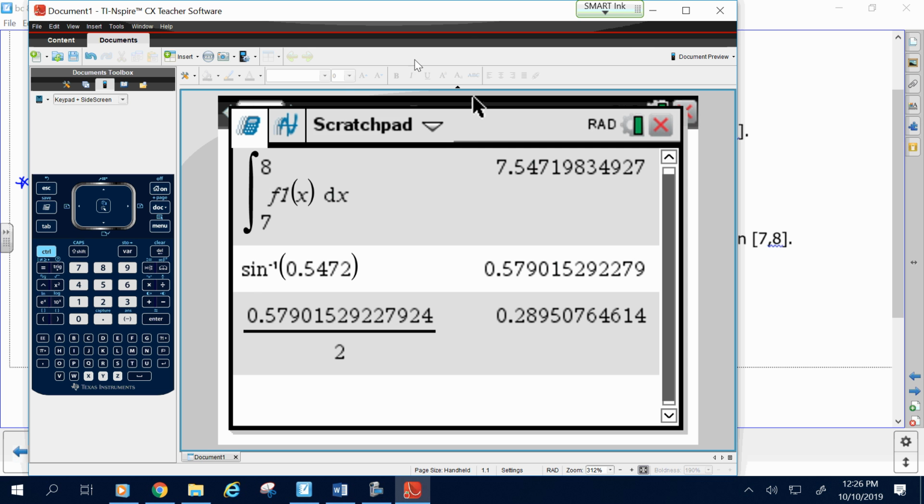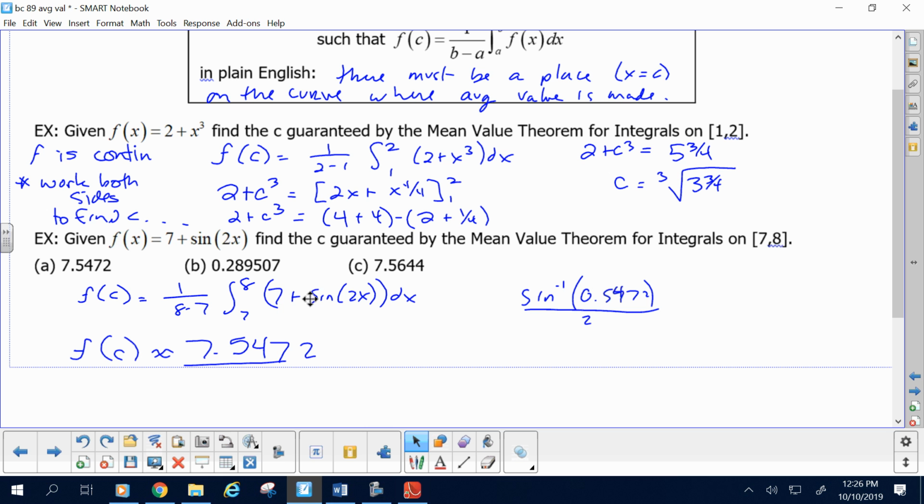Okay, so your answer is 0.289, and boom, there it is. Is that right? No, that's not right. What's not right? The interval. You're supposed to find an angle in a region from 7 to 8 where that's made. And your calculator doesn't know you're looking from 7 to 8.